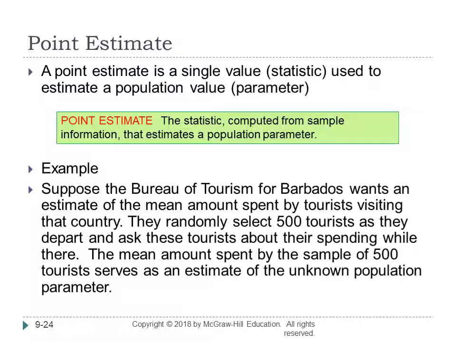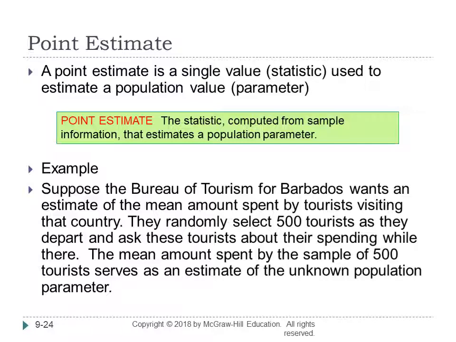A point estimate is a single value or a statistic used to estimate a population parameter. That's the definition. A point estimate is a statistic computed from the sample information that estimates a population parameter. We've seen that you could do that, for example, for the mean. If you take a sample and calculate the mean for the sample, this is a point estimate for the population mean. Here is another example.